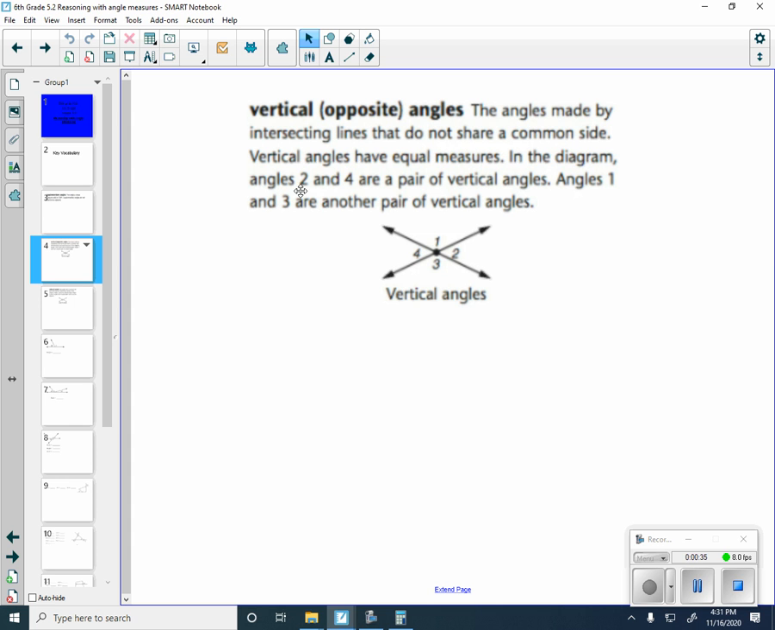In the diagram, angles 2 and 4 are a pair of vertical angles. They have the same measure. And 1 and 3 are vertical angles. So if this is like, I don't know, 95, then this would be 95, okay?